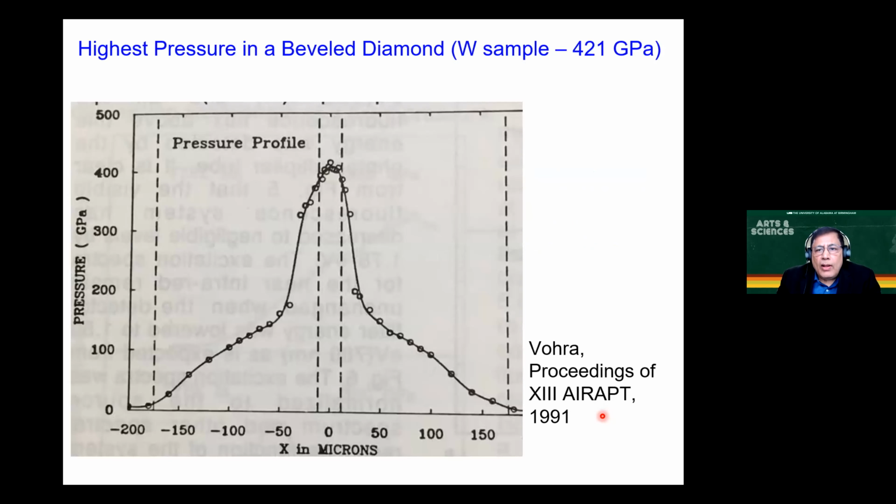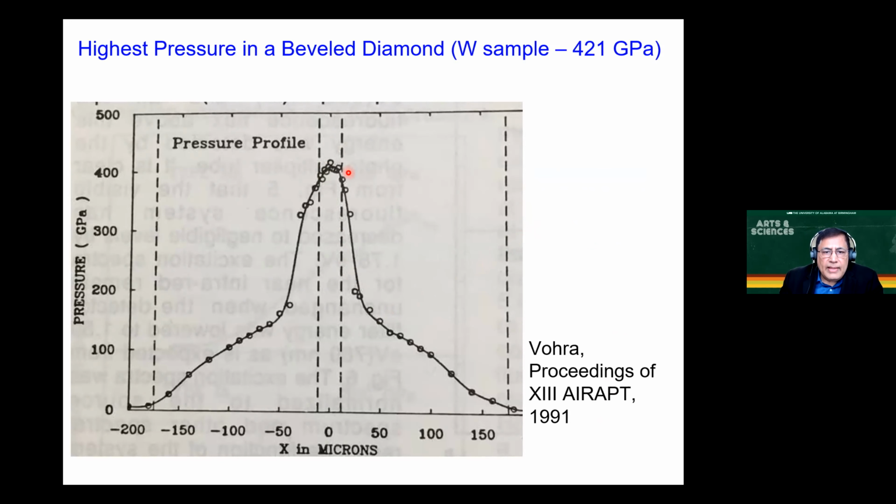So let me now tell you the story before 1991. The highest pressure then was around 421 GPa, which was obtained on a diamond with a flat of about 20 micron and an 8.5 degree bevel out to 350 micron. And this is the pressure distribution in that diamond.